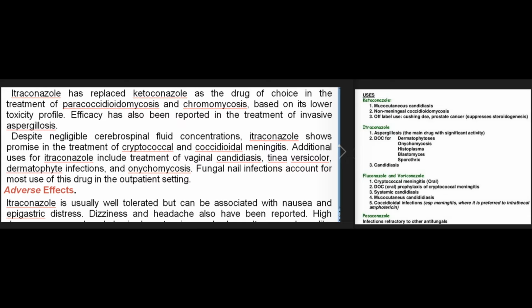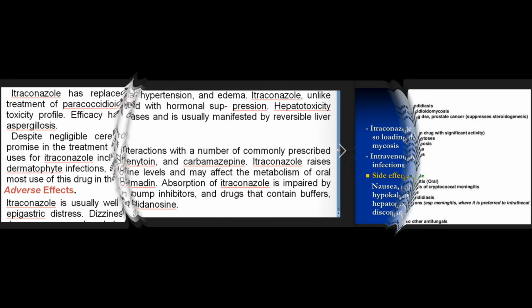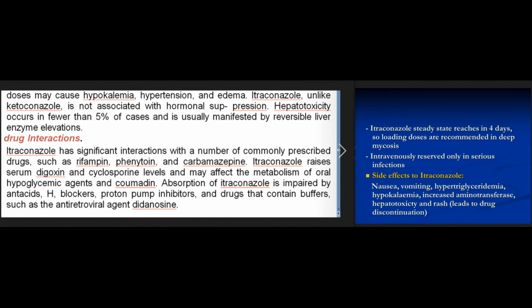Adverse effects. Itraconazole is usually well tolerated but can be associated with nausea and epigastric distress. Dizziness and headache also have been reported. High doses may cause hypokalemia, hypertension, and edema. Itraconazole, unlike ketoconazole, is not associated with hormonal suppression. Hepatotoxicity occurs in fewer than 5% of cases and is usually manifested by reversible liver enzyme elevations.